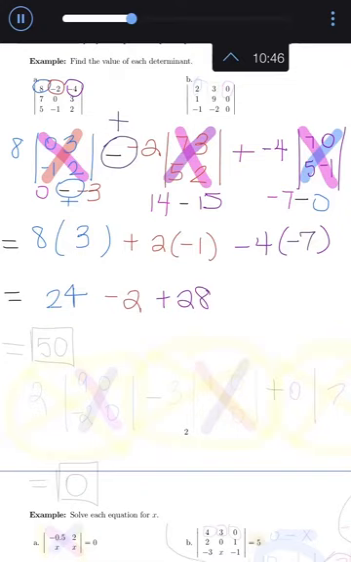Now we've got all of our values from each of the 3 pieces of the determinant for this particular 3 by 3. So all we have to do is add and subtract normally. So we have 24 minus 2, which is 22, plus 28, which is a total of 50 for our determinant for our first 3 by 3 matrix. Now let's work on problem B.